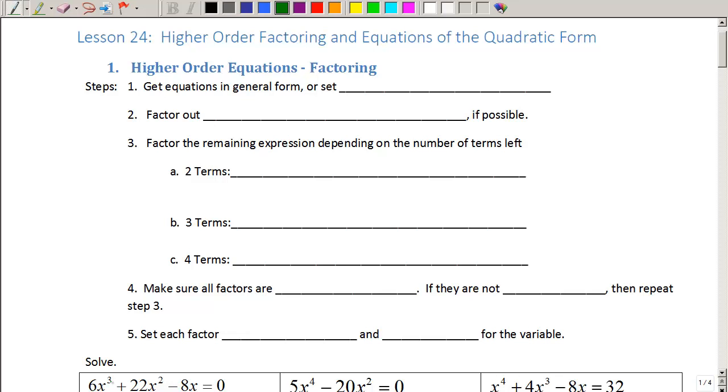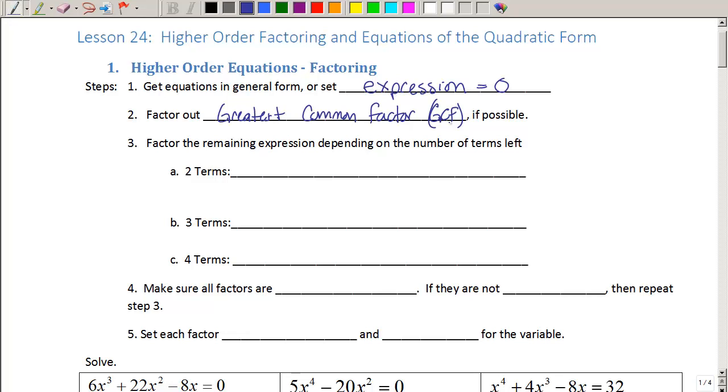Let's look at our steps. Step 1 says get our equations in general form, or in other words, set the expression equal to 0. Step 2, I'd like you to factor out the greatest common factor, or sometimes we call it GCF, if possible. Step 3, I want you to factor the remaining expressions depending on the number of terms left.